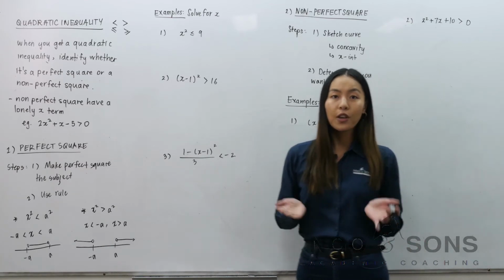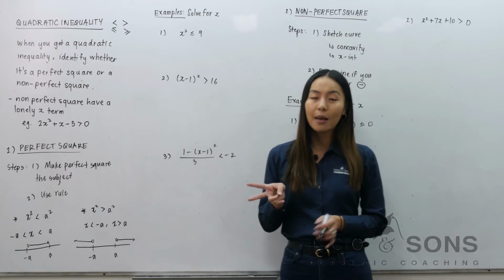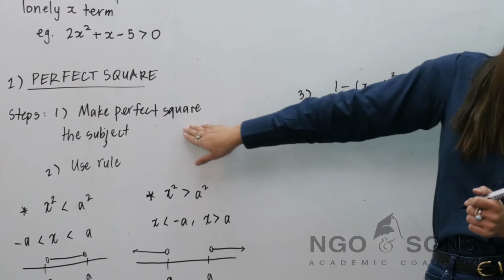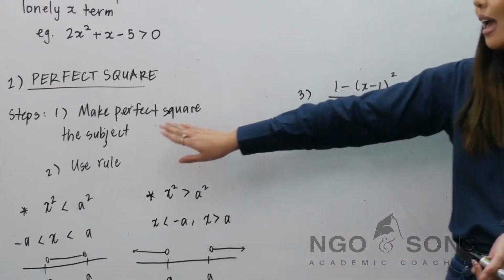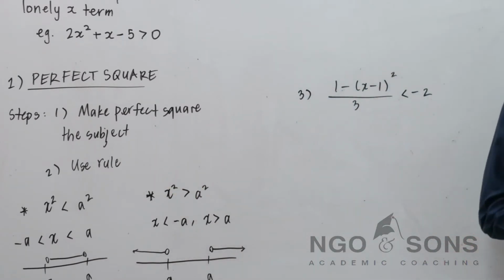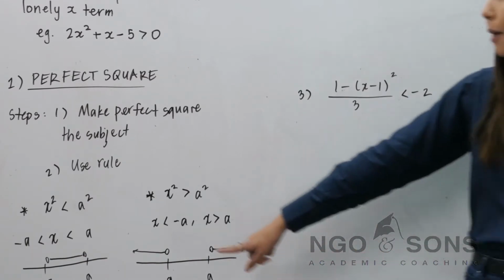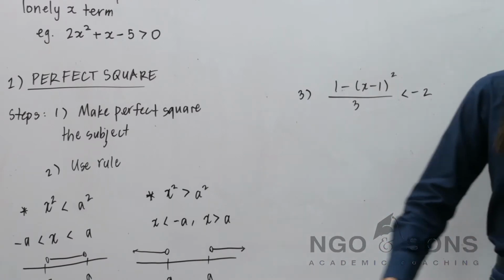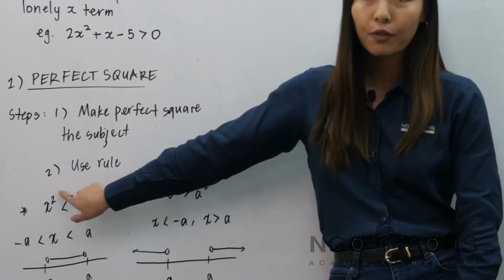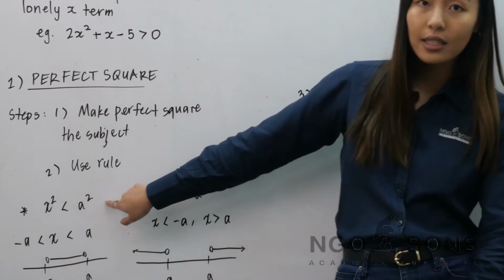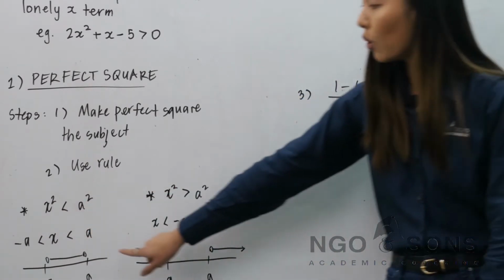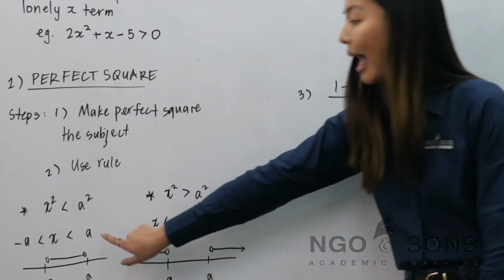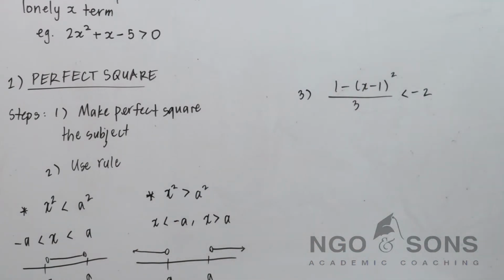When you get a perfect square quadratic inequality, there are two steps that you need to follow whenever you solve these types of questions. The first step is to make your perfect square the subject, and the second step is to use our rule. Your two rules are, first of all, if you have x squared is less than a squared, meaning x to the power of 2 is less than a constant, your solution for x will lie inside the negative version of the square root of your constant and the positive version of the square root of your constant.